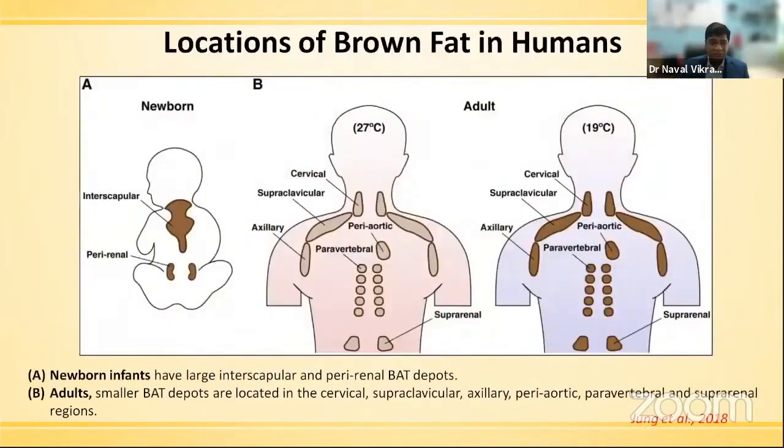Now, this figure shows the location of brown fat in humans. As we see, in infants it's mainly in the interscapular and perineal area, whereas in adults it is mainly in the deep cervical, supraclavicular, and axillary areas. Now, this is not active at a temperature of 27 degrees, and when we see the same thing at 19 degrees, it gets much more active and can be picked up.